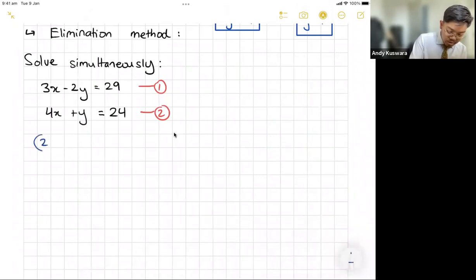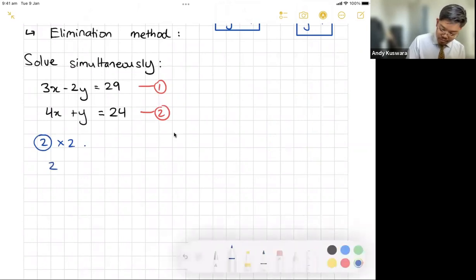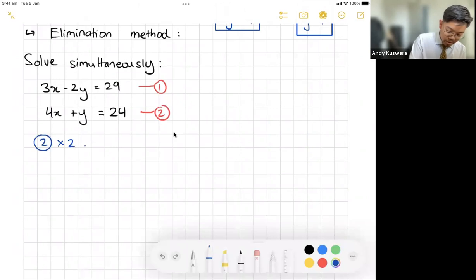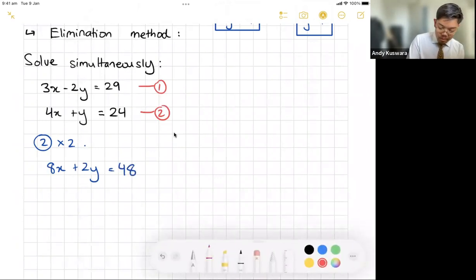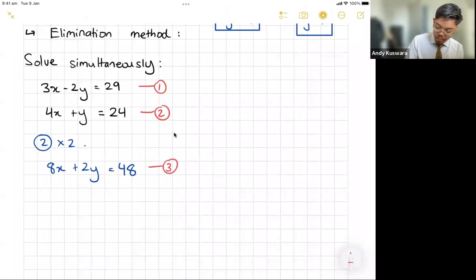So I'll go equation 2. I'm going to multiply it by 2. So it's going to be 2 times everything. In other words, if I double it, 4x times 2 becomes 8x. y times 2 becomes 2y. And then 24 times 2, don't forget to times the other side, equals 48. Okay, I'm going to call this equation number 3. Okay, it came from equation number 2.